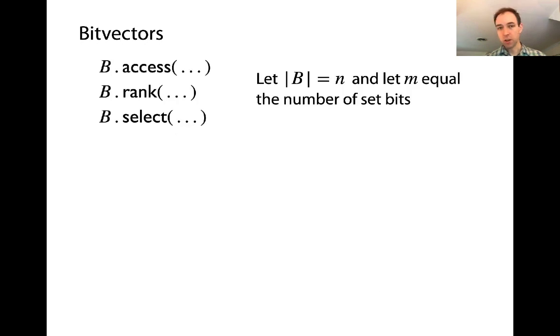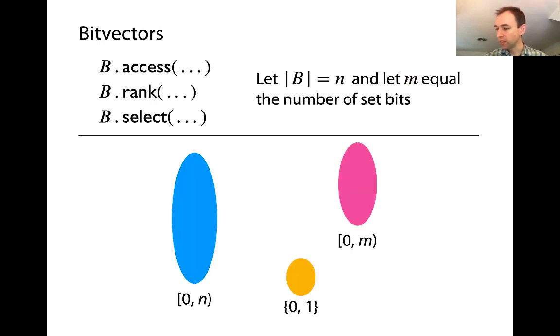All right, so here are my 3 kinds of queries: access, rank, select. Let's just, by way of terminology, let the length of the bit vector be n, and let m equal the number of set bits. So we're going to assume for now we're talking about rank sub 1 and select sub 1. We're concerned with the queries that have to do with the bits that are equal to 1. And there are m such bits in the bit vector. Okay, so here's my picture. I've got 3 sets here. The set of 0 up to n, 0 up to m, non-inclusive, and the set of just 0 and 1.